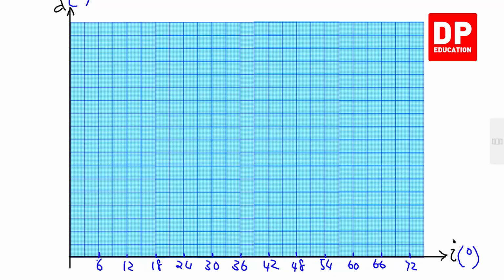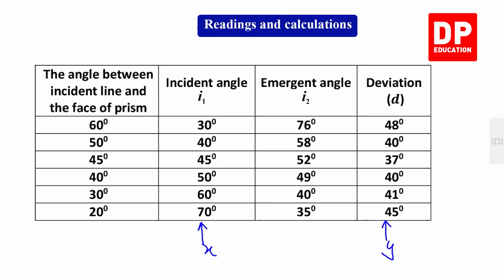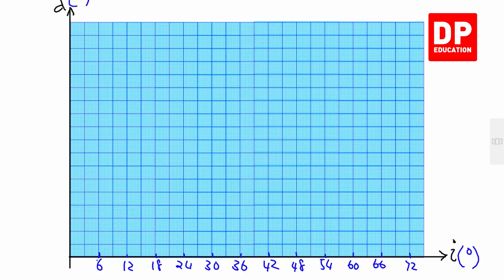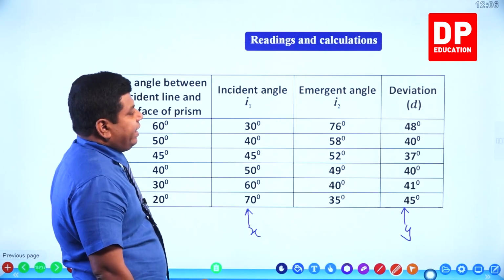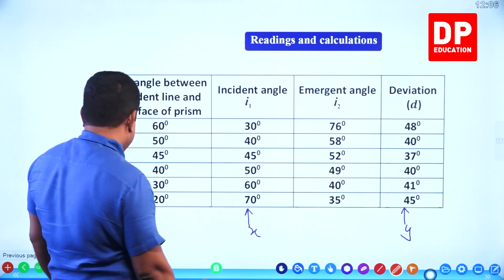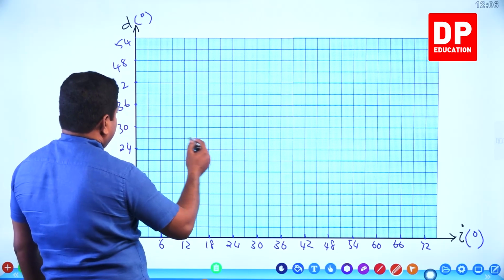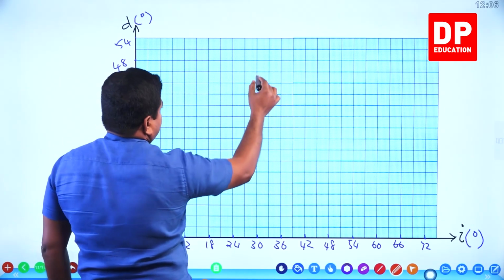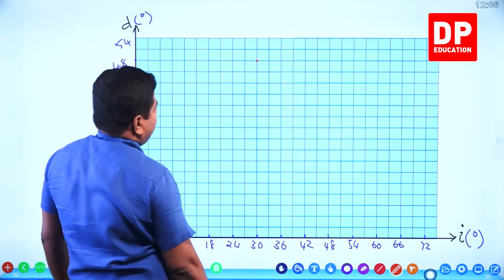Similarly, y-axis, there are 18 sections. We need maximum 48. So y-axis also we can take 3 by 3. We will get 18 into 3, up to 54 we can go. Six, 12, 18, 24, 30, 36, 42, 48, 54. First point is I1 30 degree, deviation 48 degree. 48 is here, 30 is here. That is the first point.